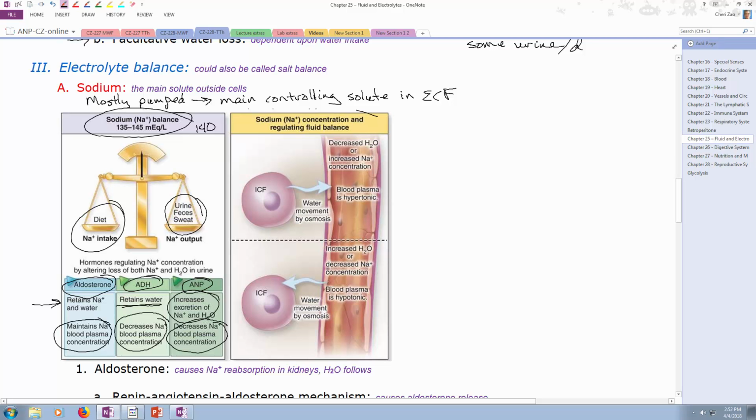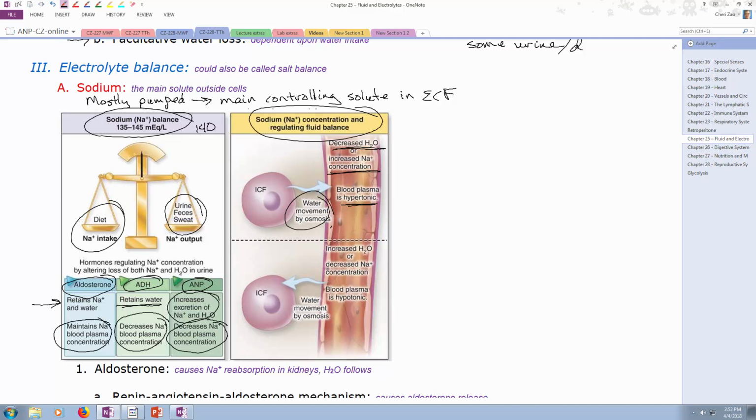Here is a nice cartoon, the sodium concentration and regulating fluid balance. If we have low water or increased sodium concentration, that means that we are hypertonic or hyperosmolar, and that means water wants to move into the bloodstream from our intracellular fluid compartment. So if we're dry intravascularly, our intracellular fluid compartment, which is so full of water, will try and help dilute us out before we even drink any water by shifting some of their water into the bloodstream.